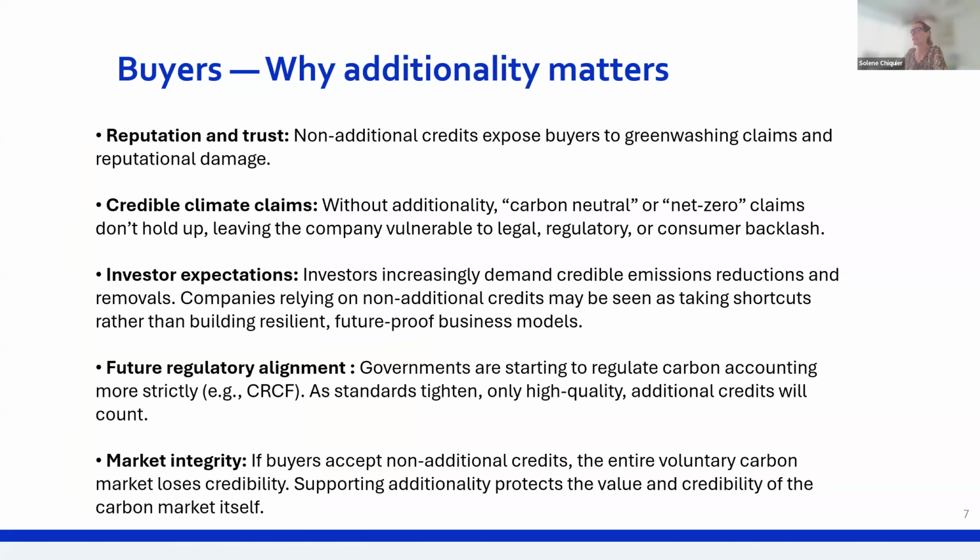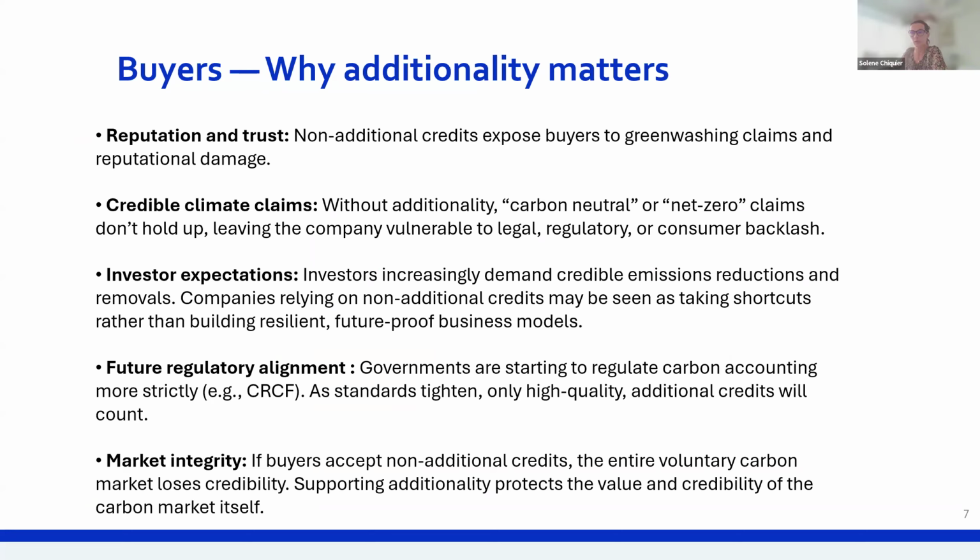So now, why does additionality matter? And that perhaps from the buyer's perspective. So as you can see, many elements here to say. First, we think that it is about reputation and trust. If credits are not additional, then buyers risk being accused of greenwashing. Second, without additionality, it's fair to say that climate claims can lose all credibility.